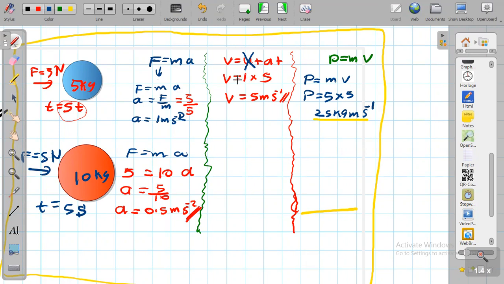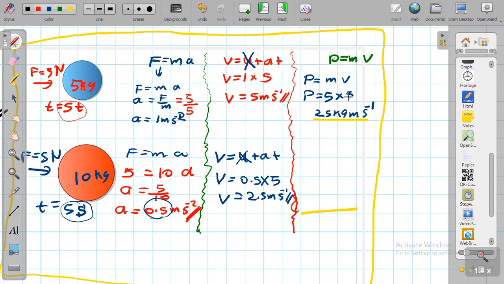Right. I am going to apply the above equation again. v equals u plus at. Right. What is the initial velocity? This factor is 0. And the acceleration is 0.5. And time is the same time period of 5. So my velocity is a very low one this time, 2.5 m s^-1.